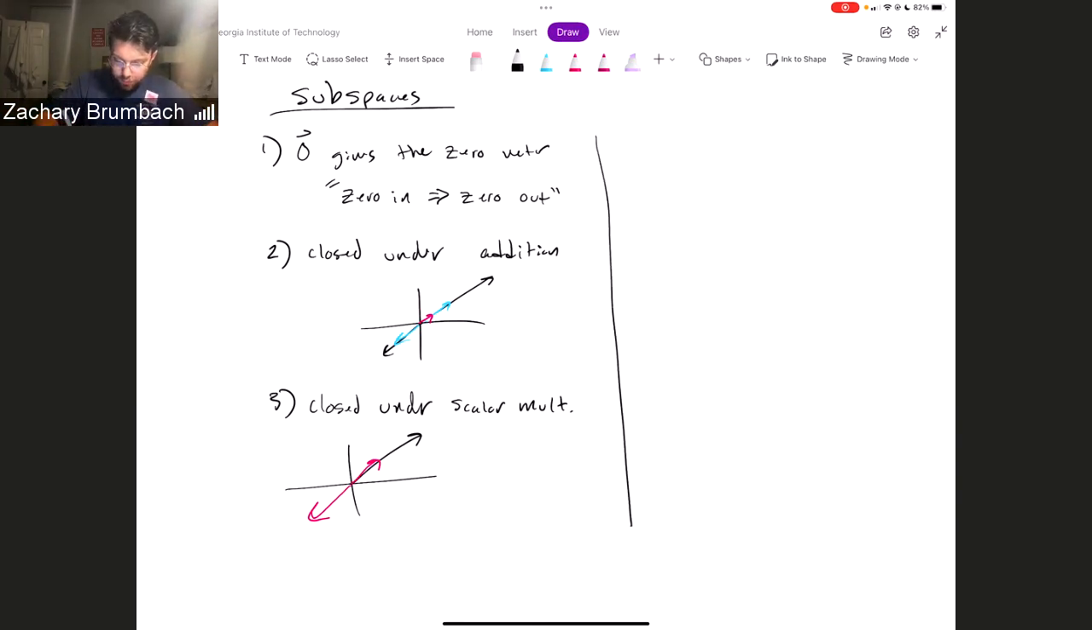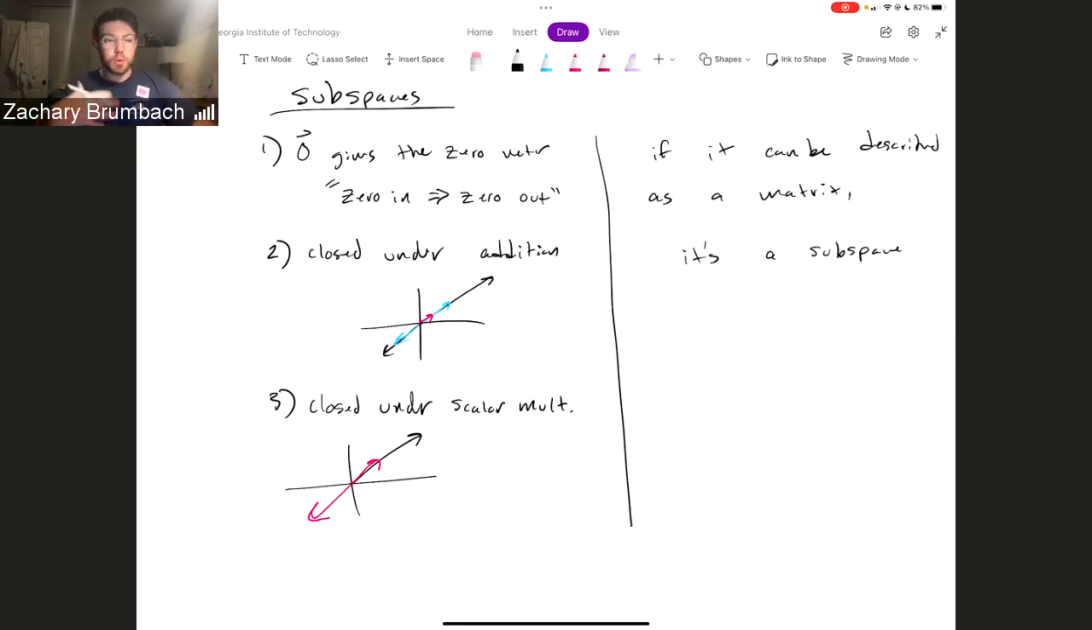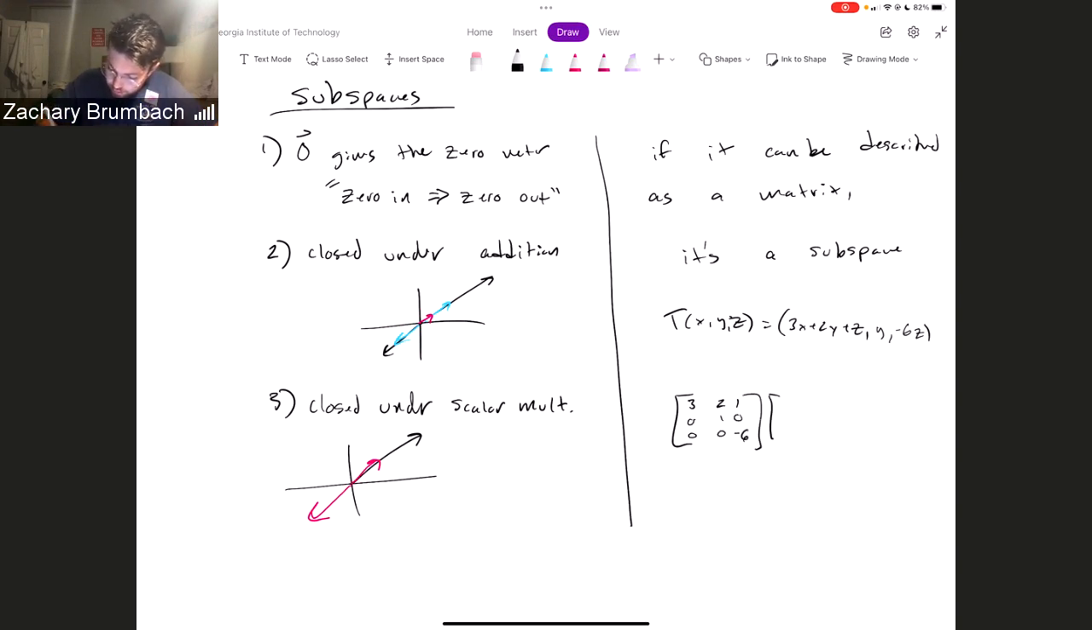You can do all of those things, or if it can be described as a matrix, it's a subspace. Okay, so let's say I give you T of x, y, z equal to 3x plus 2y plus z, y, negative 6z, okay? Can we describe that as a matrix? Sure we can. We're putting in x, y, z, so the matrix would be 3, 2, 1, 0, 1, 0, 0, 0, negative 6 times x, y, z. And how I got that matrix was I just read it line by line. So my first entry is 3x plus 2y plus z, so that's me just reading off that top line by coefficients, okay?